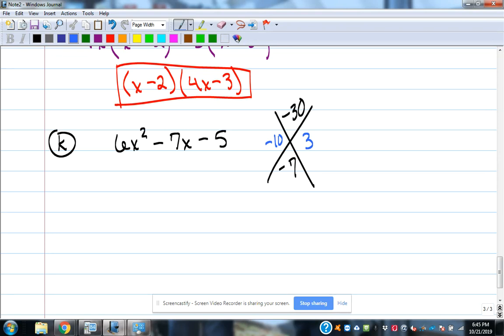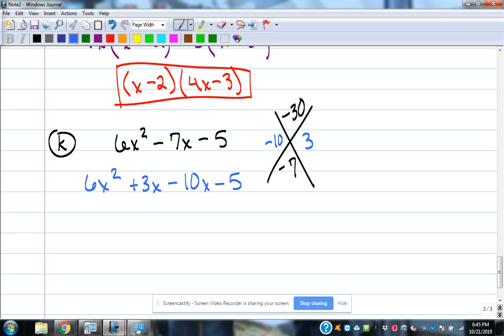So I'm going to replace the negative 7x in the middle with a negative 10x and a positive 3x. Which one do you want to put first? The 3. I think that it makes sense. I always think about that a little bit because to me it makes sense to put the 3 with the 6 because the GCF's easy. Mathematically, it doesn't matter which one you put first.